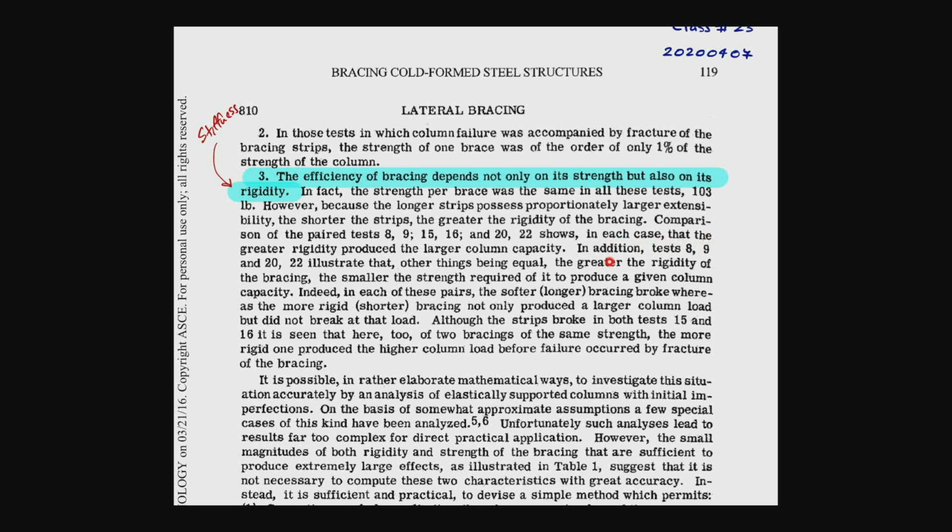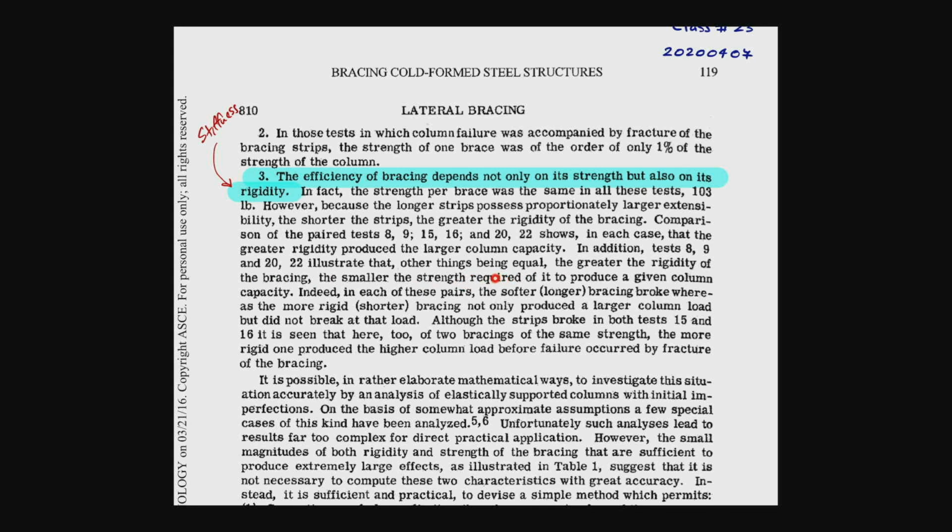that the greater, where is the line? Greater rigidity produced the larger column capacity. Okay, we saw that. In addition, test 8, 9, 20, 22 illustrate that other things being equal, the greater the rigidity of the bracing, the smaller the strength required.